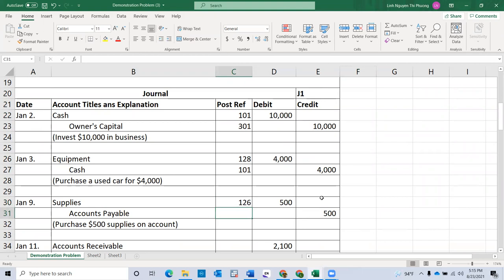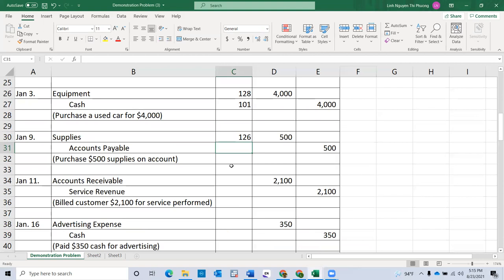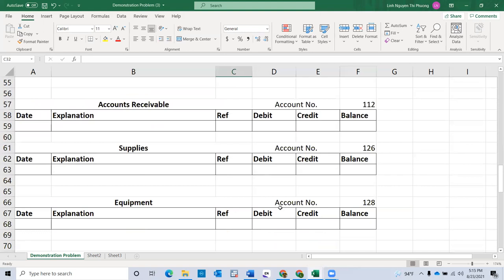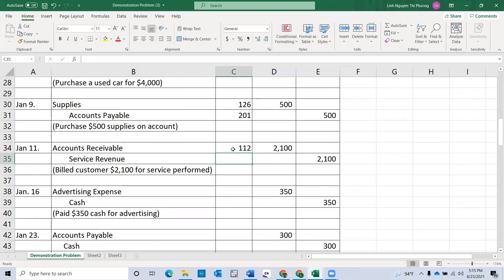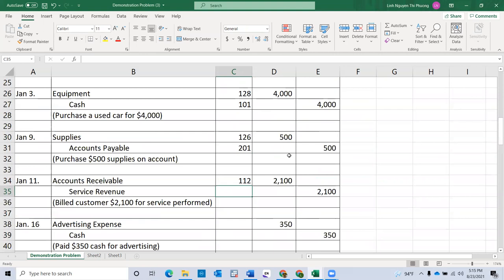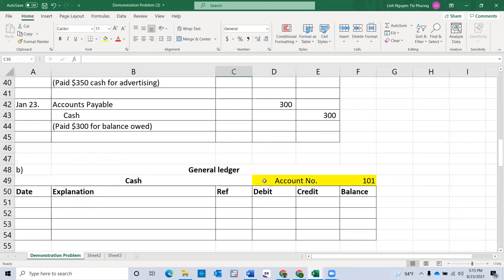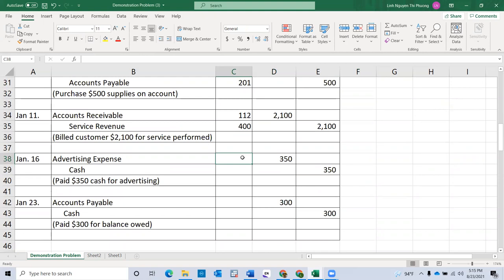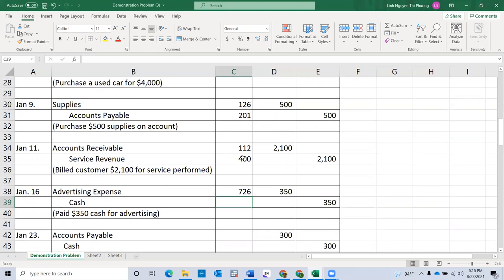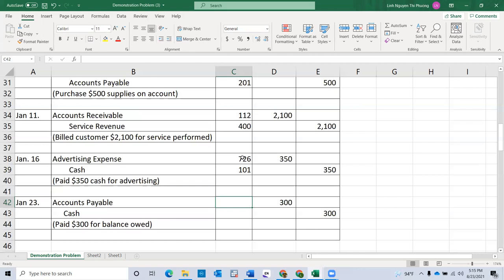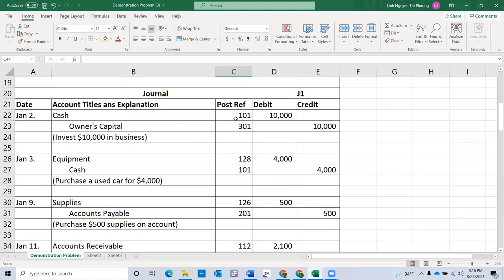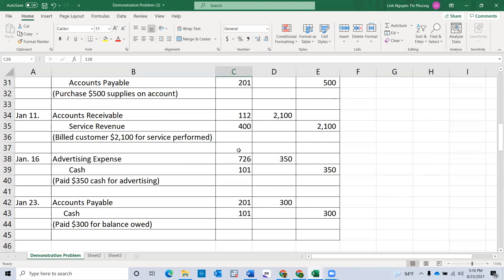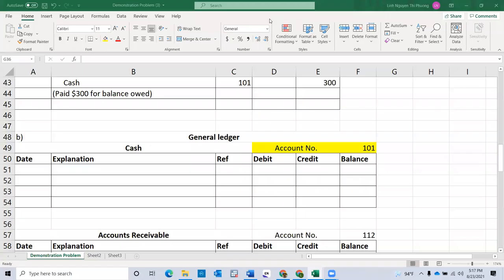And accounts payable would be 201. Accounts receivable would be 112. And service revenue would be 400. Advertising expense would be 726. And cash would be 101. Accounts payable is 201, and cash is 101. So you need to fill in the account numbers in the reference column. All right. Now let's continue.